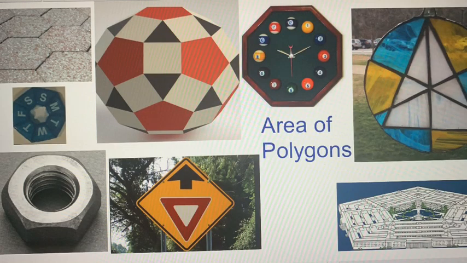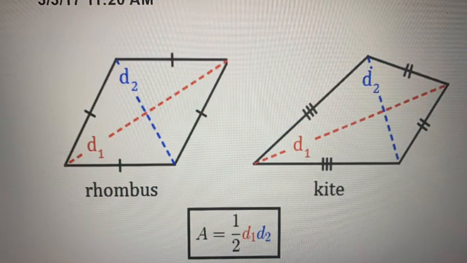Today we're going to talk about area of polygons. Area is the number of square units that we find inside of a polygon. And a polygon, remember, is a closed plane figure that has at least 3 sides. We're going to specifically talk about a rhombus and a kite for a little while.